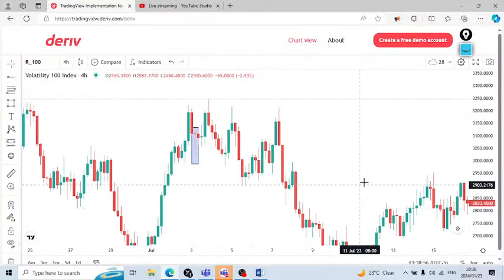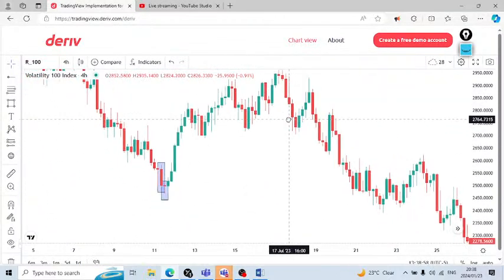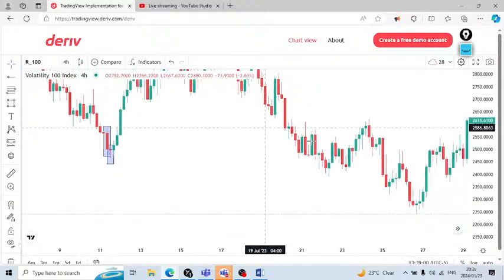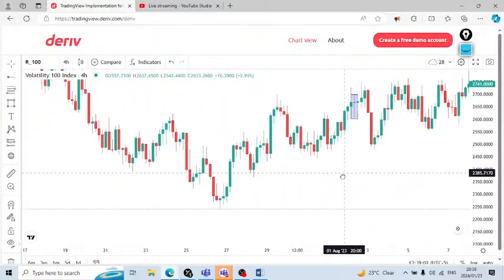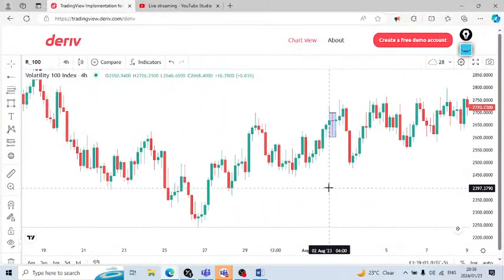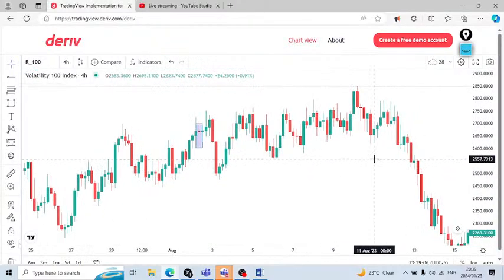So if you can master this, I'm telling you, trading becomes easy. You're not using any indicator. Your chart is very clear. You're just using your price action.